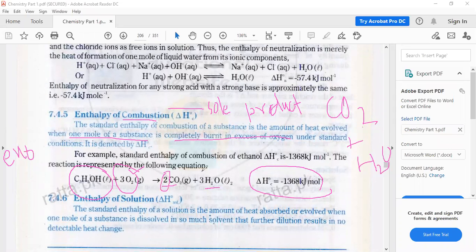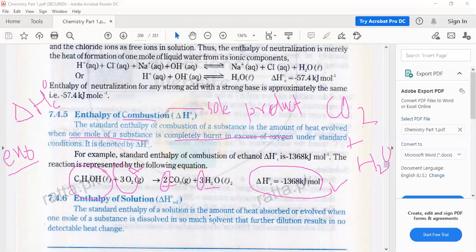Moles could be changed. It could be changed from 2 to 3, according to the substance which we are using to burn. This reaction is always exothermic. Always heat will evolve. Enthalpy of combustion is represented as delta HC naught.